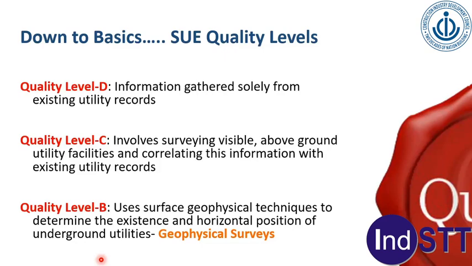The fact remains that there will be a maximum of 3 or 4 which can actually be used in an urban environment. And last is quality level A, which employs non-destructive digging equipment at critical points to determine the precise horizontal and vertical position as well as size and type of underground utilities. It's very important to understand that even after this, it's not 100%. Quality level B does not give you everything. For example, GPR or any such technique does not give you the size of the utility, the diameter of the utility, or the material of the utility. So you have to go to quality level A if your project requires that kind of information.